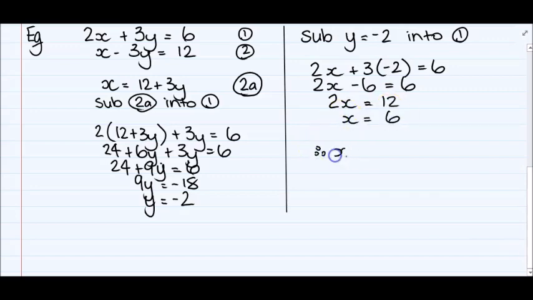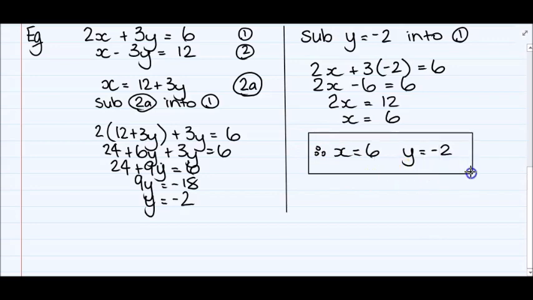I end once again with my therefore statement, just outlining what my values are. Okay, I like to put a little box around it too, so it's easy to identify.